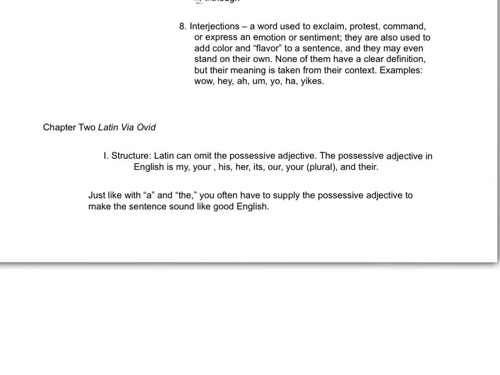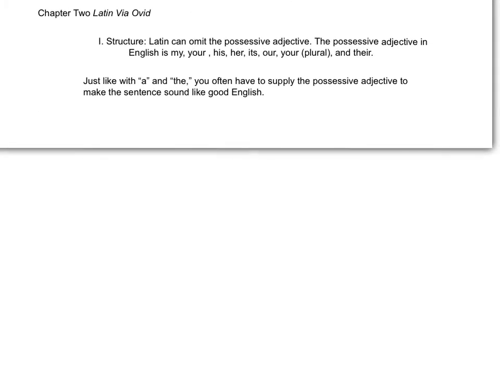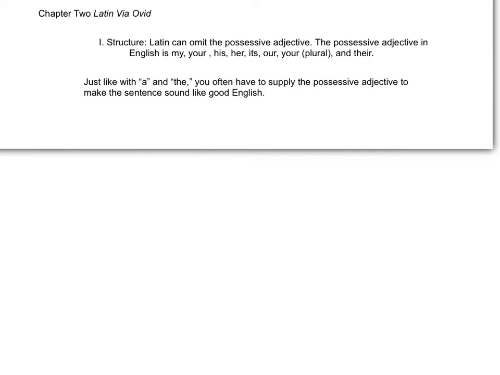Now moving on to the points in Chapter 2 that you should now try to follow along with me. Chapter 2, Latin via Ovid. And my edition, which I think is the same edition that you're using, it should be. Please let me know if it isn't. It starts on page 13 with the structure. It says number 9. I'm going to label it Roman numeral 1 because it's the first point in this chapter.